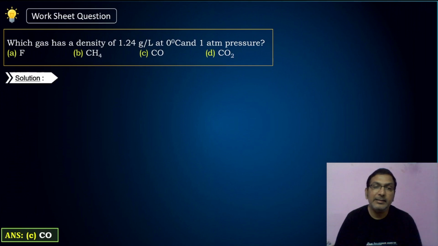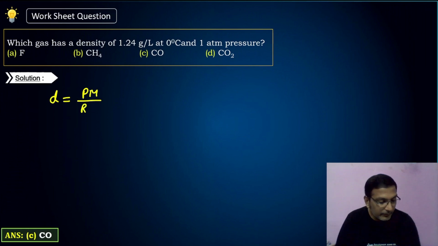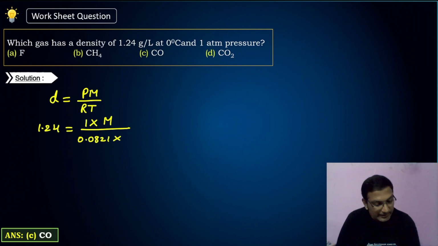Which gas has a density of 1.24 grams per liter at 0 degree centigrade and 1 atmosphere pressure? We know density equals PM by RT, the ideal gas equation in terms of density. Density is given as 1.24 and pressure is 1 atmosphere. We can calculate molecular weight using R value 0.0821 and temperature 0 degree centigrade, 273 in kelvins.